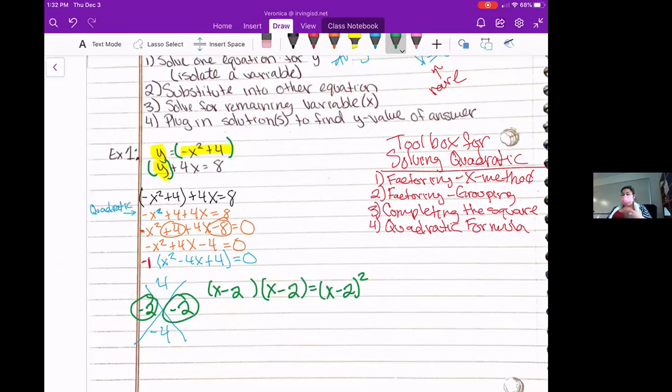When you're multiplying, this happens to be a perfect square. So this is just a side note, okay? This is actually a perfect square, and this is just me reviewing things that we've learned in the past. So this is a perfect square.